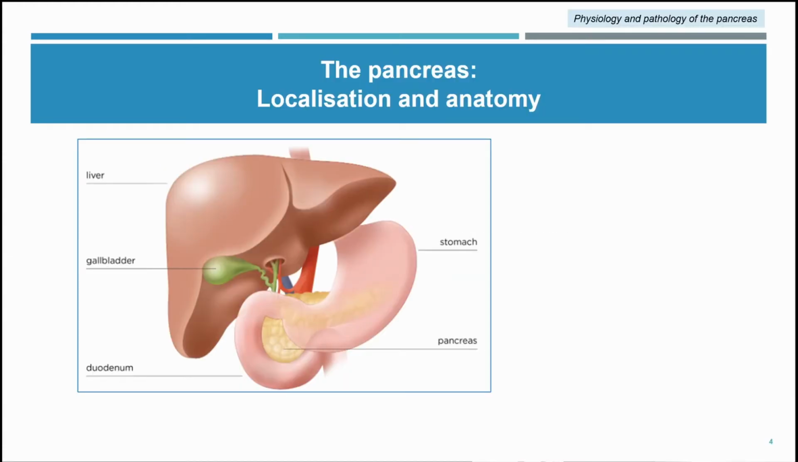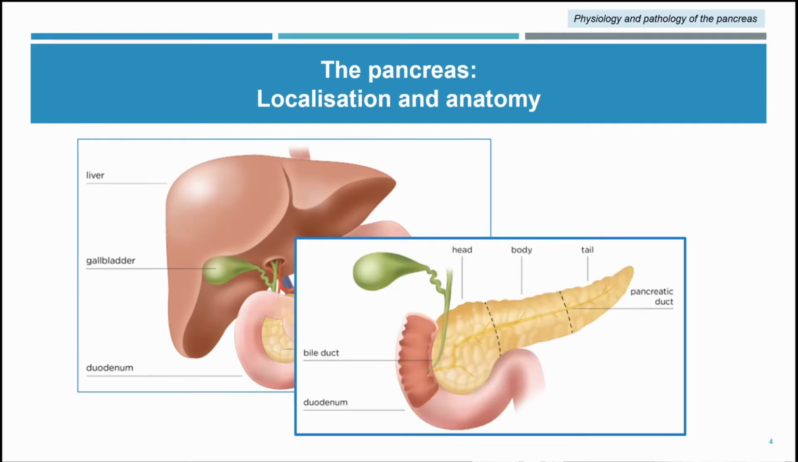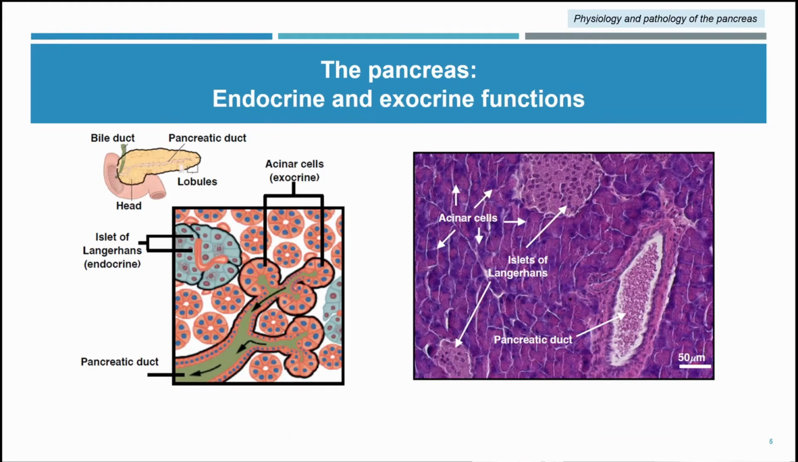So the pancreas is an organ that is located in the abdominal cavity. It sits behind the stomach. It is surrounded by different organs such as the liver, the small intestine, and the spleen. The thicker part of the pancreas is known as the head, and it sits at the juncture where the stomach meets the small intestine. The middle part is known as the body, and the thin end is known as the tail.